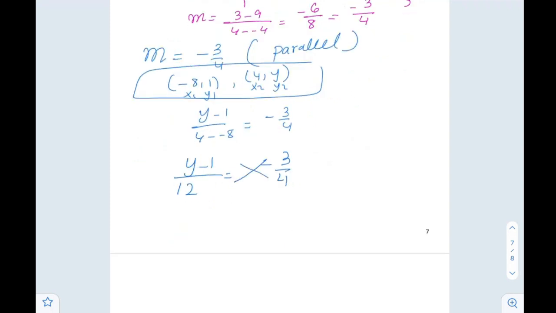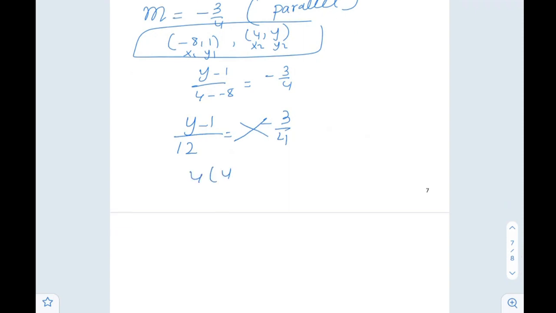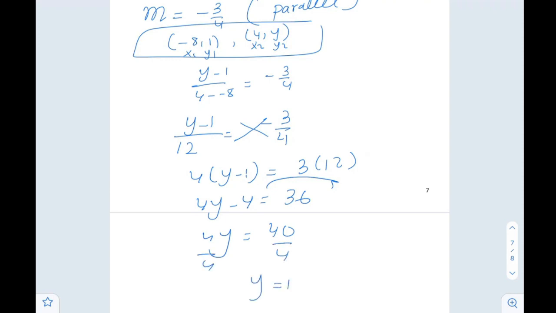Cross multiplication. 4 times (y minus 1) equals -3 times -12... so 4y minus 4 is 36. 4y equals 40. So y is 10.